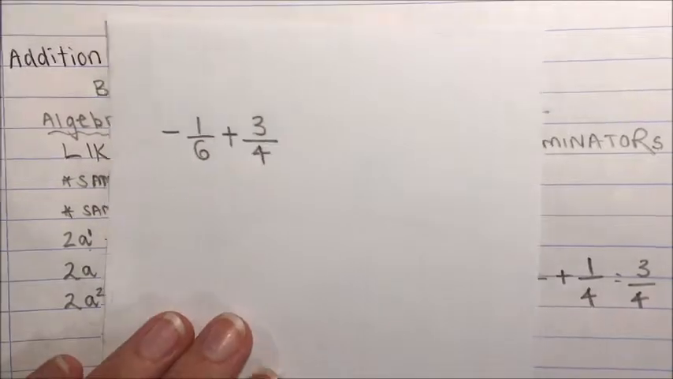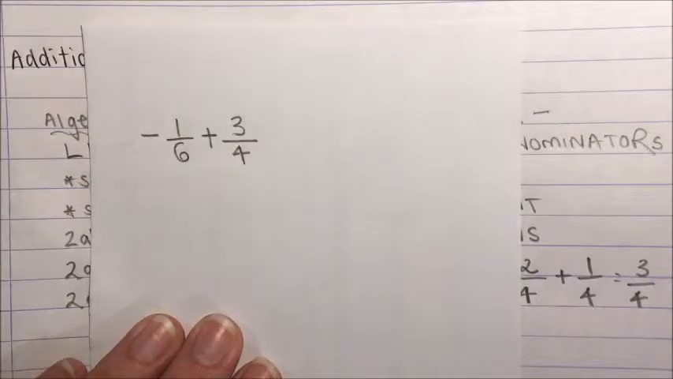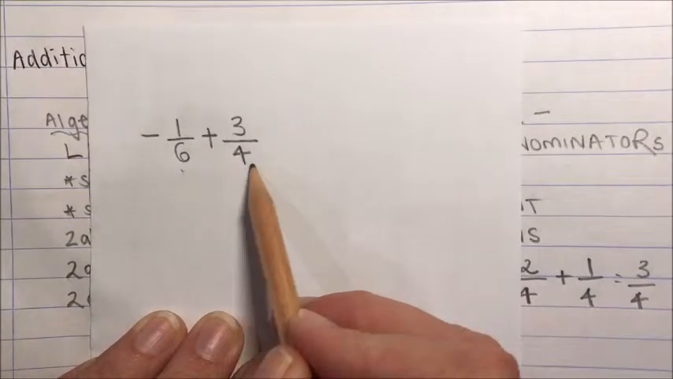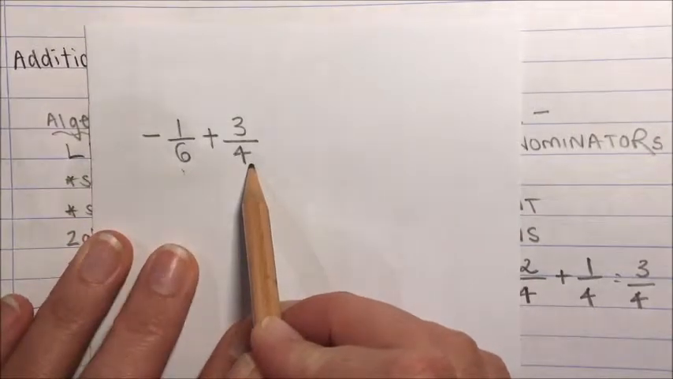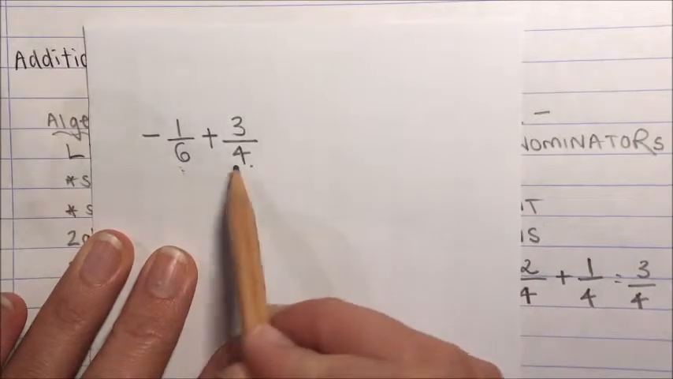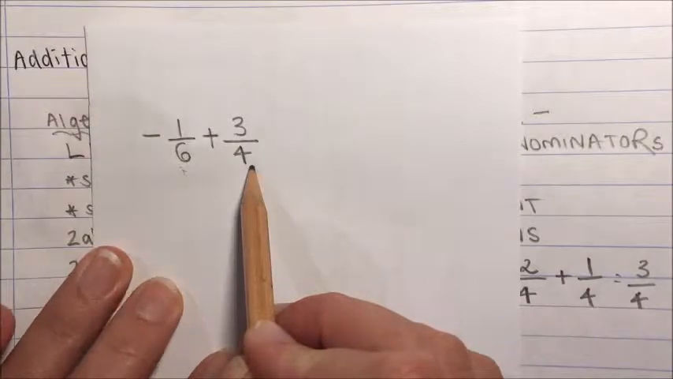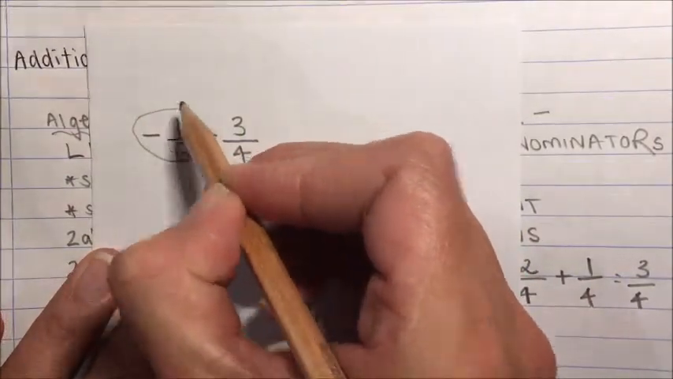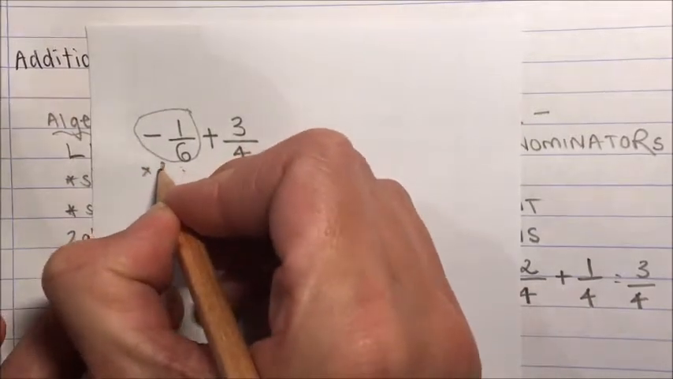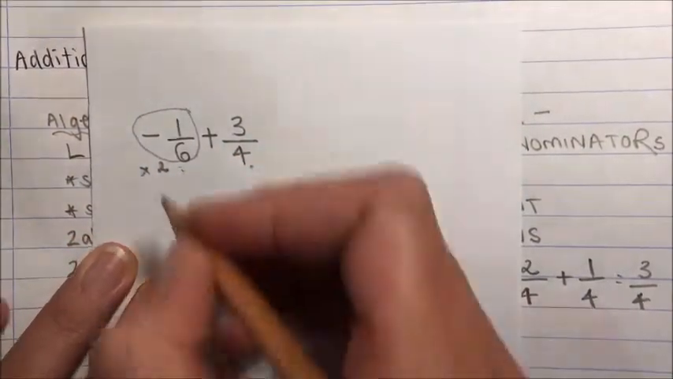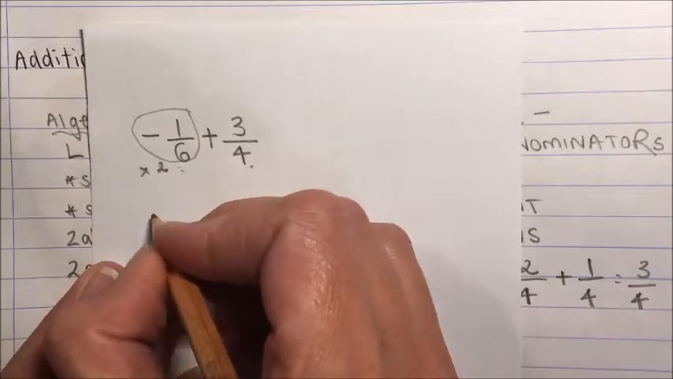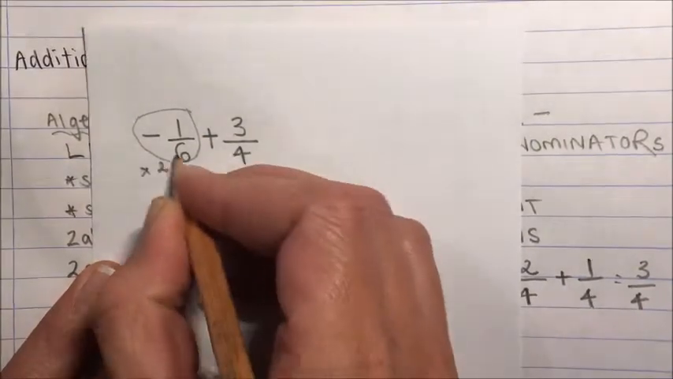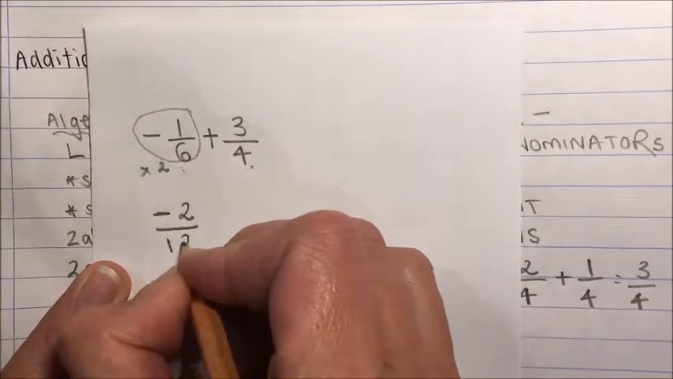Let's start with this little one. -1/6 plus 3/4. All right, I'm looking at 6, I'm looking at 4, and I want to create a common denominator. So I know that both of these are factors of 12. So if I multiply this whole thing, top and bottom, by 2, let's see what happens. 2 times 1, or -1, is -2. 2 times 6 is 12.